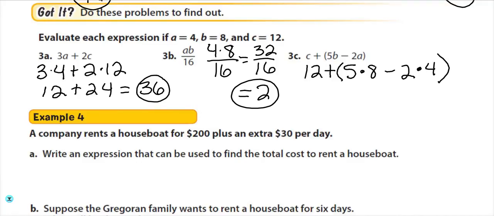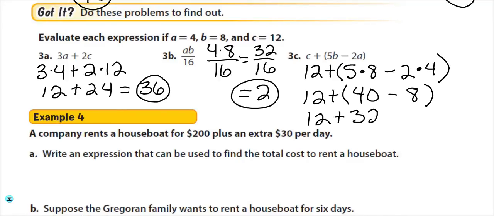All right, we got to do parentheses first. Inside the parentheses, we have double multiplication, so we're going to do both of those first. So we're going to do 5 times 8, which is 40, minus 2 times 4, which is 8. And then we still have 40 minus 8 to do first. So that's going to give us 32. And then we add those together and we get 44.